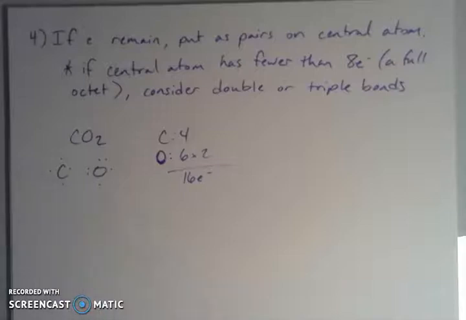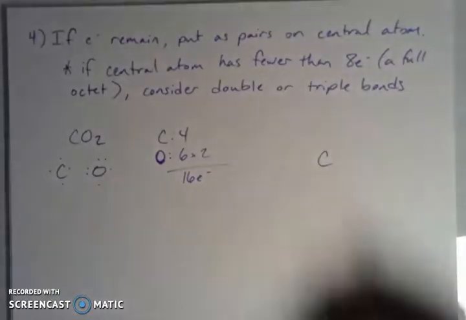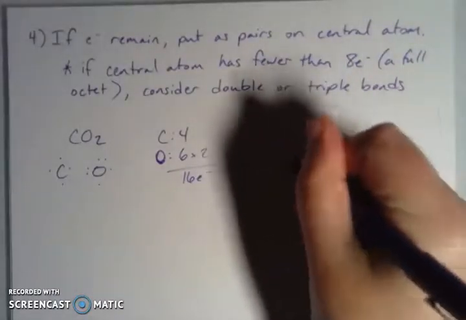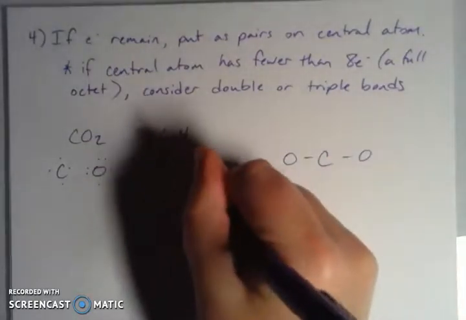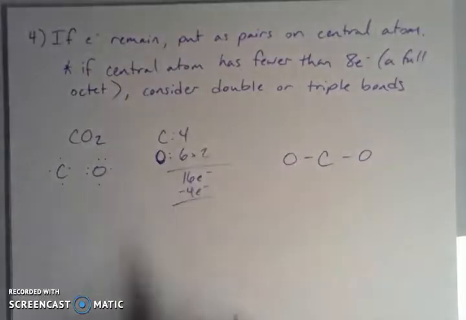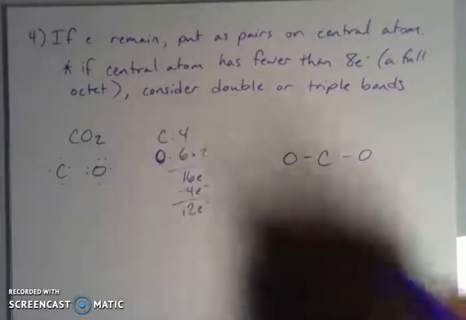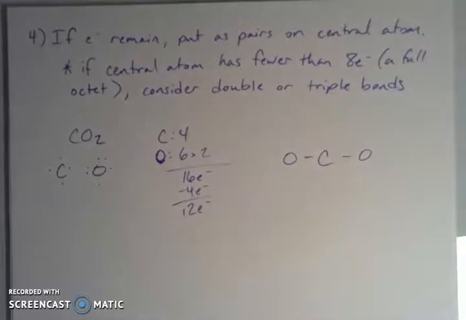So when I look at carbon, I'd say, well, if I'm going to draw the skeleton, I'm going to put carbon at the center and I'm going to attach 2 oxygens to it. So how many have I used up? I've used up 4, 2 in each bond. So that means that I have 12 electrons left over to put as lone pairs.